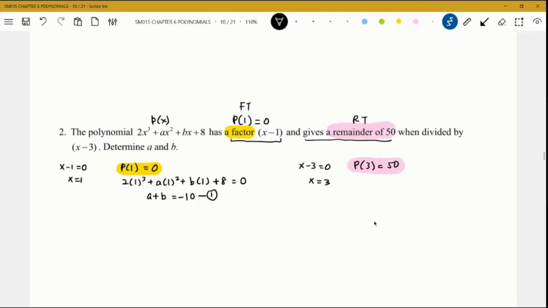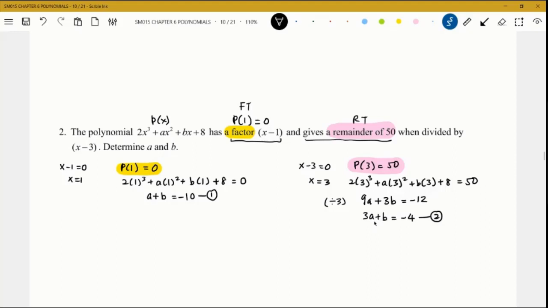So P(3), so 3 we substitute into P(x), equal with 50. So this one 9a plus 3b. And then the rest we bring to the right hand side, where we have -12. Okay, since we can divide by 3, so I simplify, divide by 3. And then we have 3a plus b equal to -4. So this one will be your second equation.